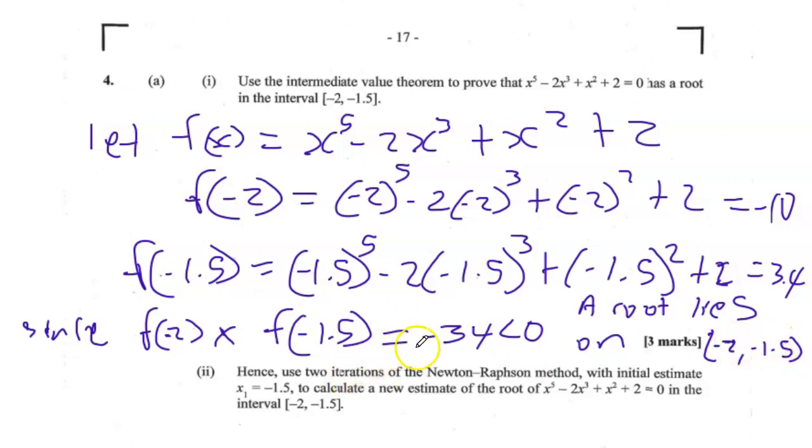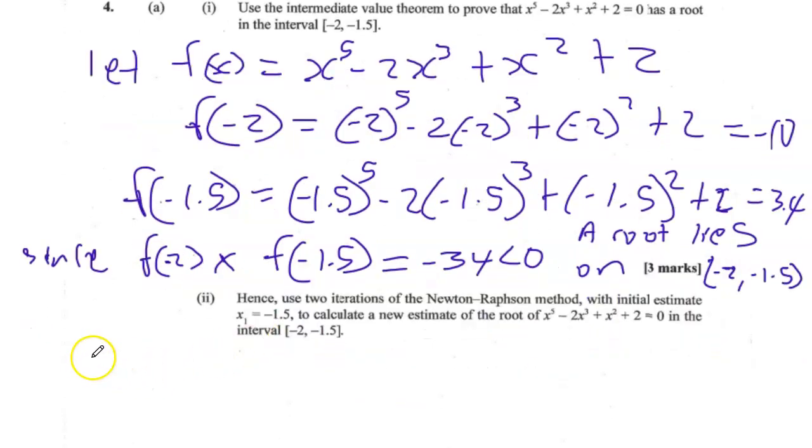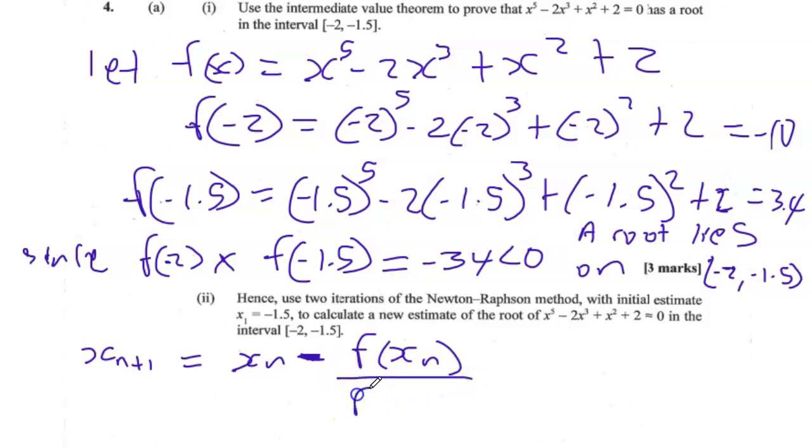And part 2, use 2 iterations of the Newton-Raphson method with initial estimate x1 equal -1.5 to calculate a new estimate for the root in the same interval, -2, -1.5. Alright, so 2 iterations, so we're going to use the formula twice. So the formula says x subscript n plus 1 equal xn minus f of xn over f prime xn.